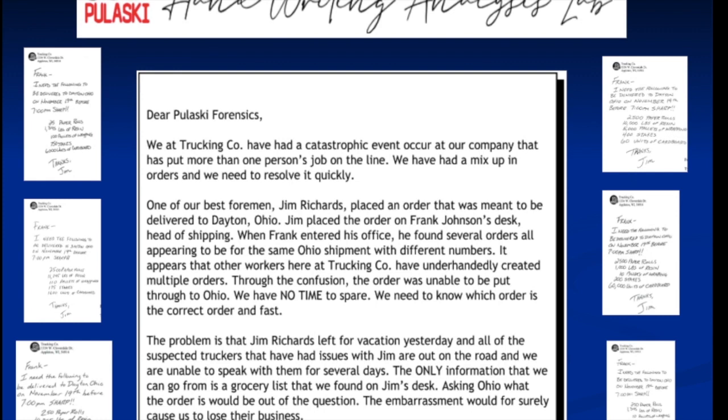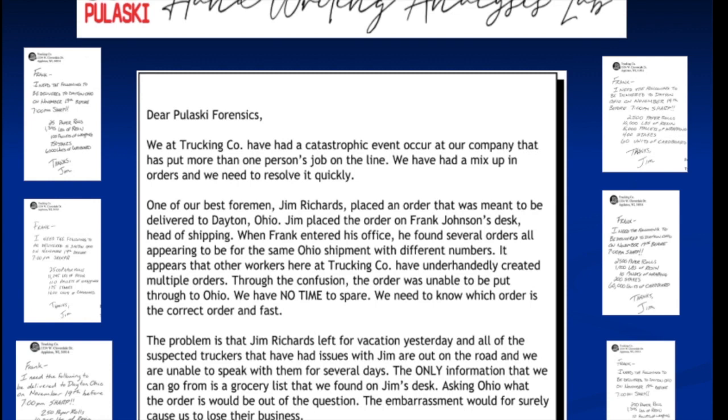When Frank entered his office, he found several orders all appearing to be for the same Ohio shipment with different values or numbers for the orders. It appears that other workers here at Trucking Corporation have underhandedly created multiple orders. Through the confusion, the order was unable to be put through to Ohio. They have no time to spare. They need to know which order is the correct order and fast.